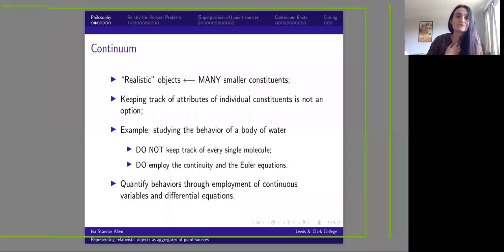Somebody who's more interested in understanding realistic objects might take a different perspective and say, look, realistic objects are made out of many, many small constituents, and keeping track of every single one of them is not going to happen. So rather than trying to understand a body of water by understanding what every single molecule is doing, employ continuous variables instead, make use of continuity and Euler equations, and try to understand the behavior of a system through differential equations.